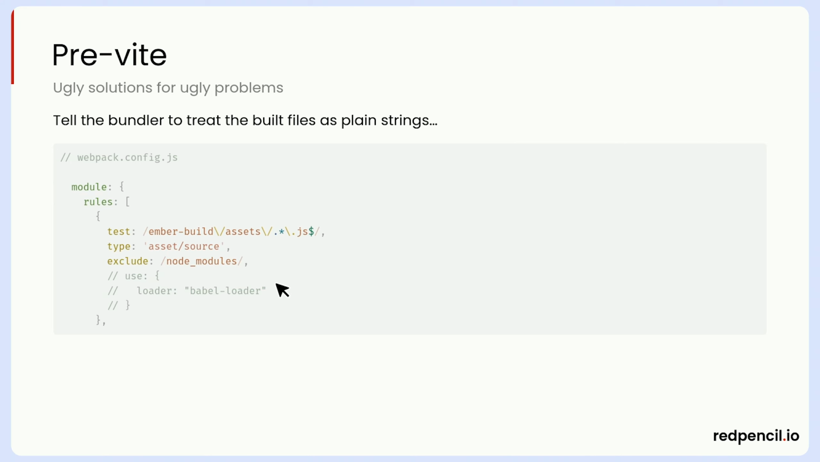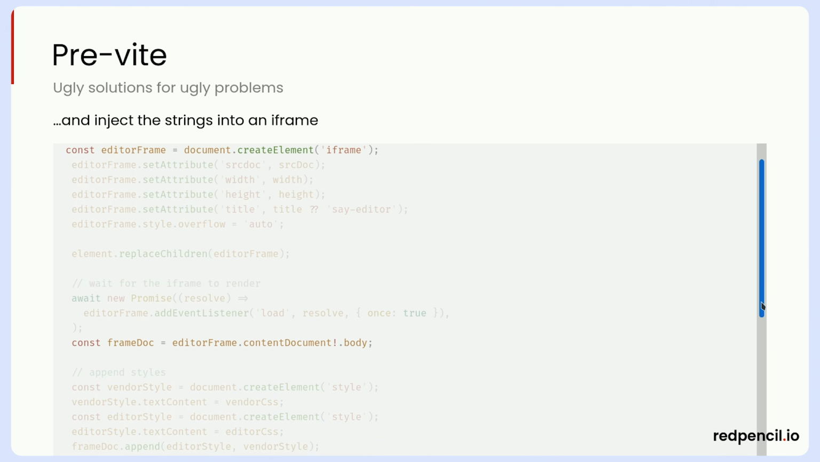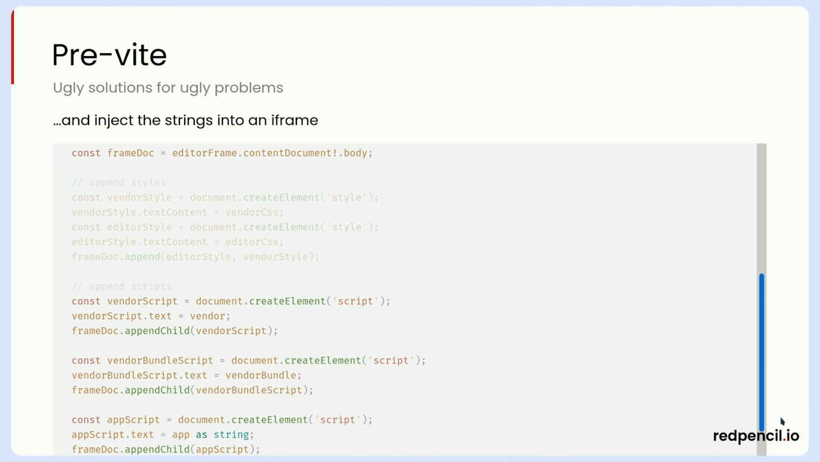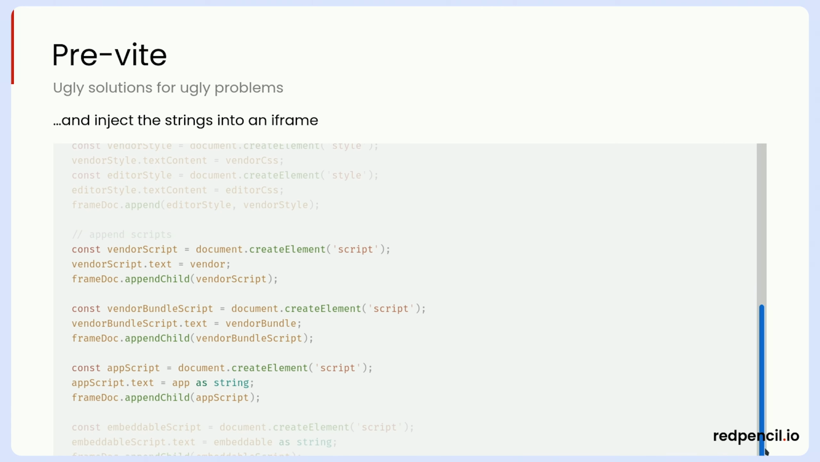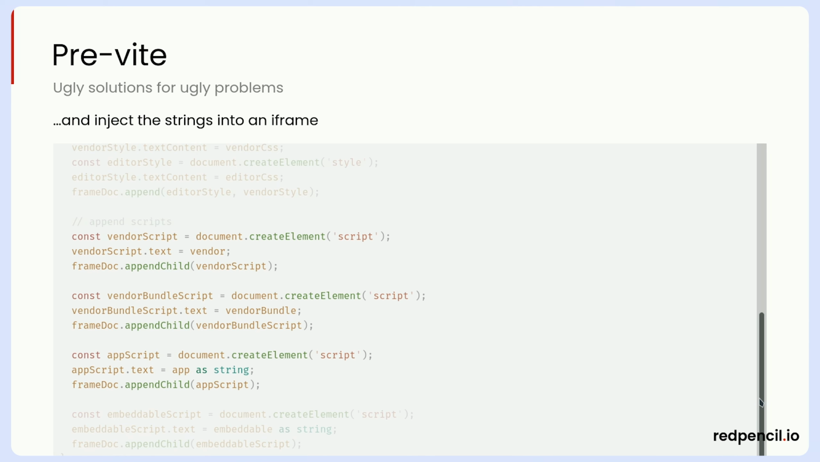So we found an ugly hack, of course. What we did is tell the bundler to just ignore the fact that it's JavaScript and treat it as a string. And then we make an iframe. Just give me a second to get to the right position. Yeah, all right. We make an iframe, and then we inject all that plain string JavaScript, which for us was about 5 megabytes of just strings, into the iframe, and we let it render, and then you have an app.